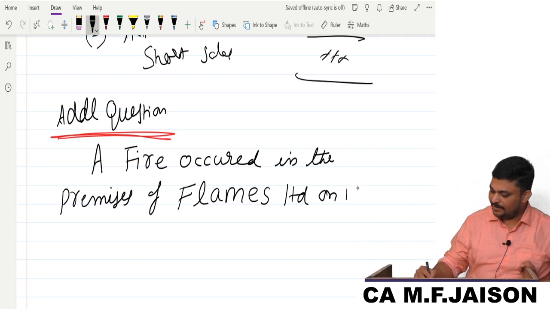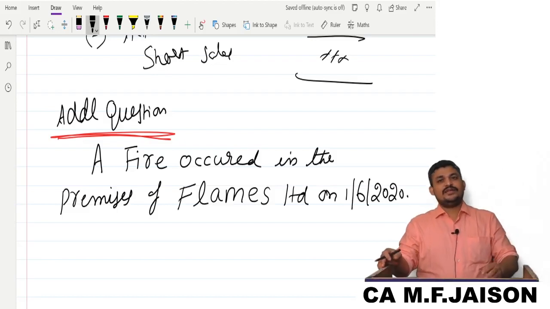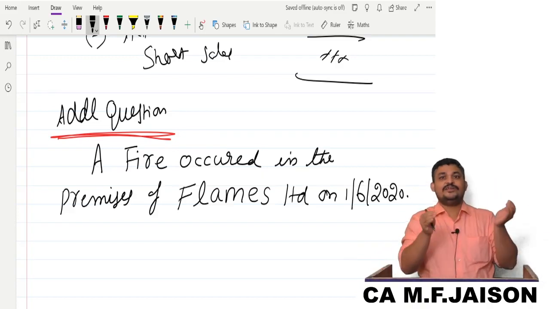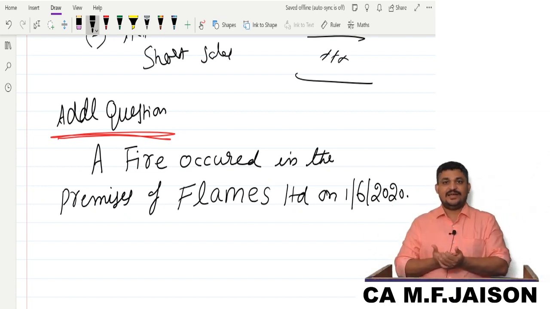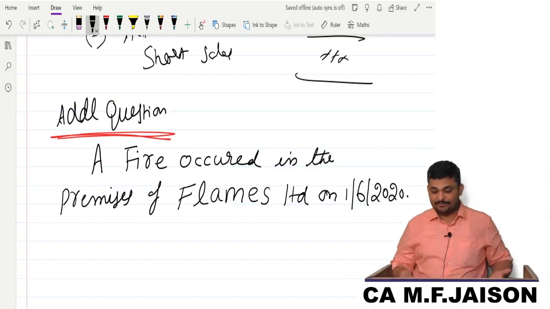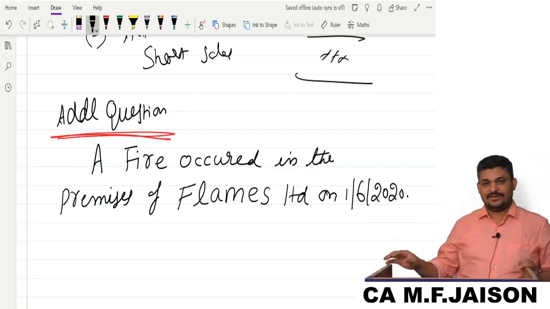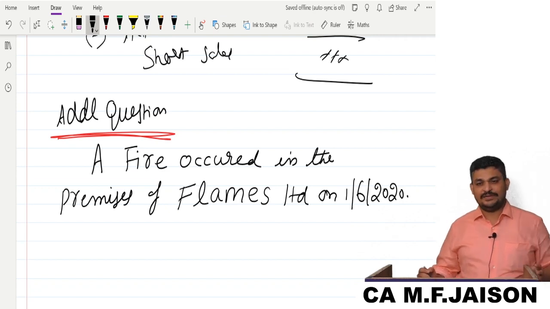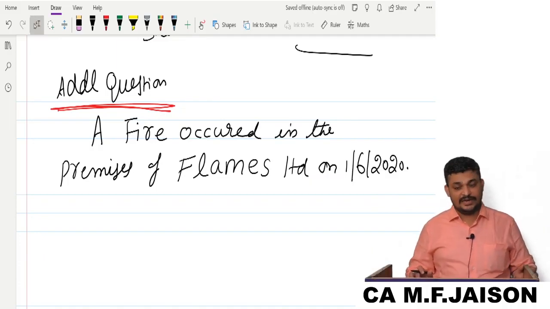A fire occurred in the premises of Flames Limited on 1st June 2020. June 2020 we can write anything. Anyway, we are going to 2021, which will be an extremely happy year. A fire occurred in the premises of Flames Limited on 1st June 2020.